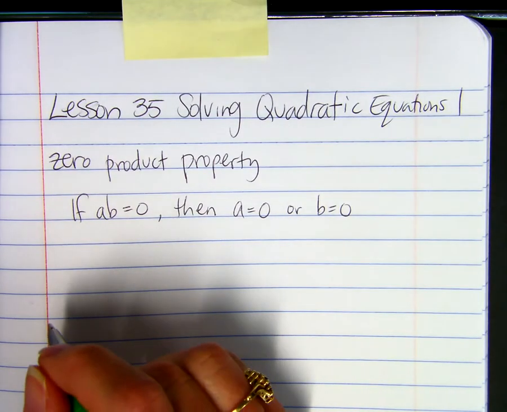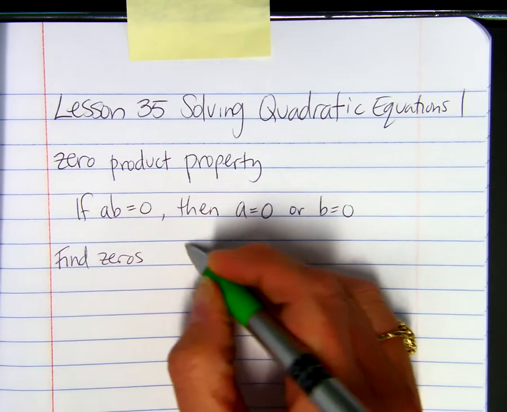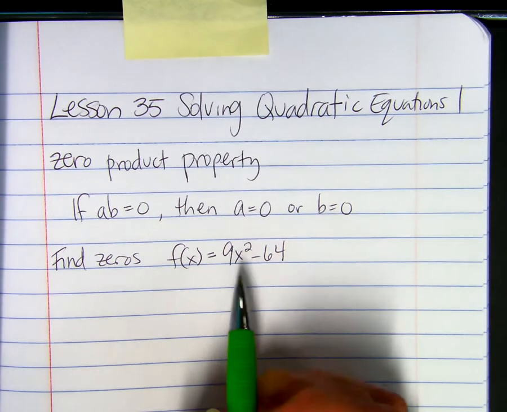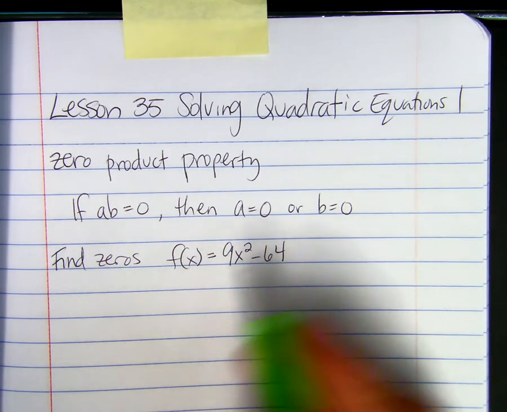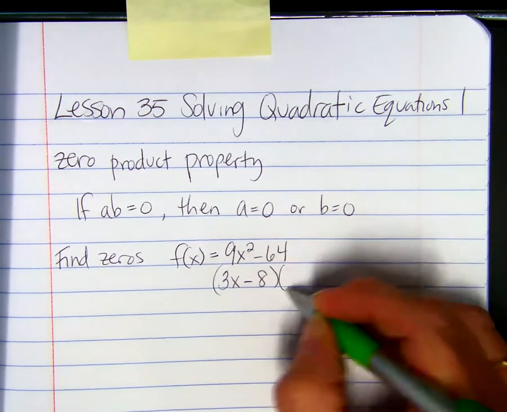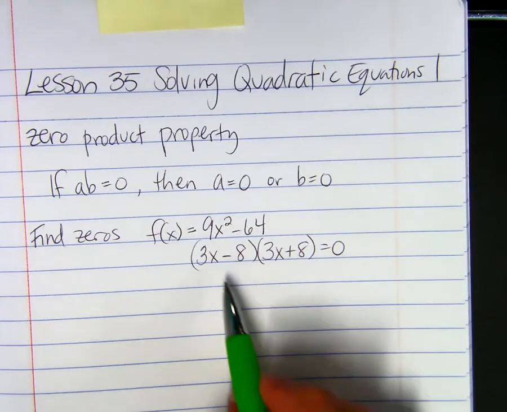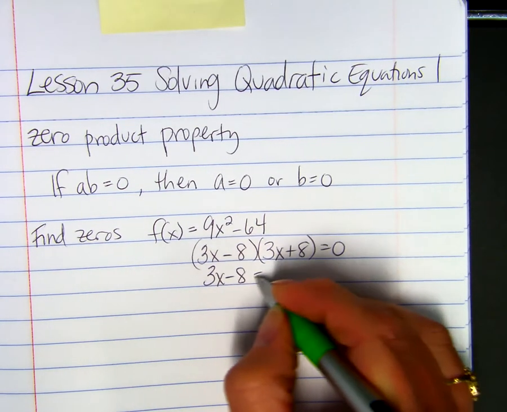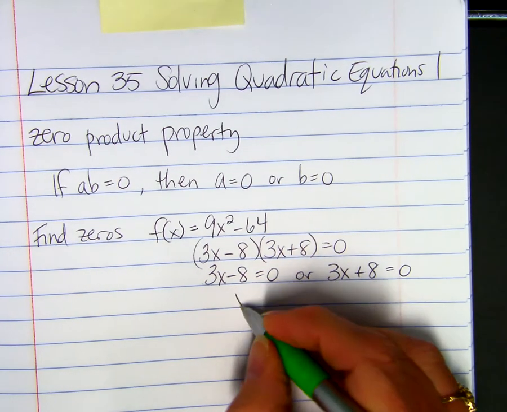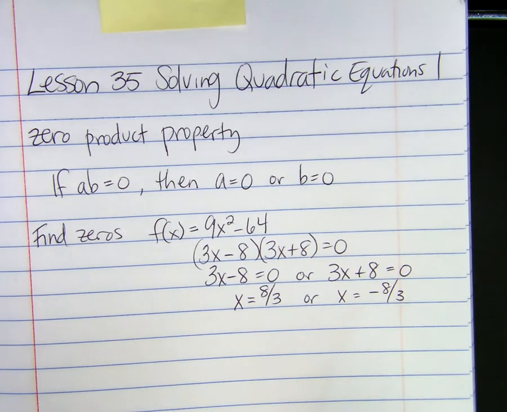So if we were to find the zeros of the function f of x equals 9x squared minus 64, you would just set this equal to 0. Factor, this is a difference of two squares. Use the zero product property, which states either 3x minus 8 equals 0 or 3x plus 8 equals 0, and solve for x. So here x would be 8/3 or x would be negative 8/3.